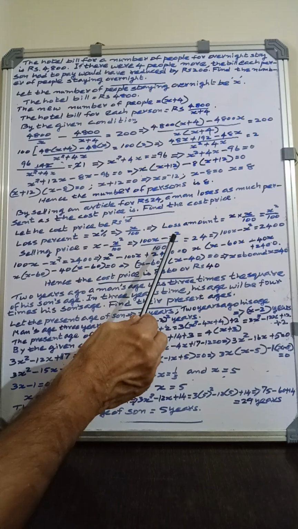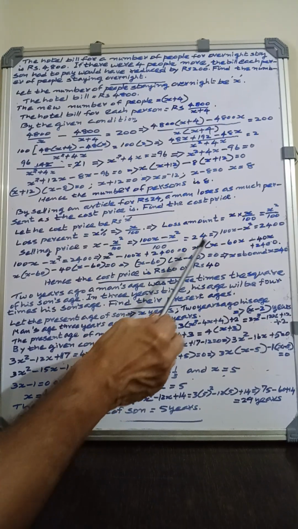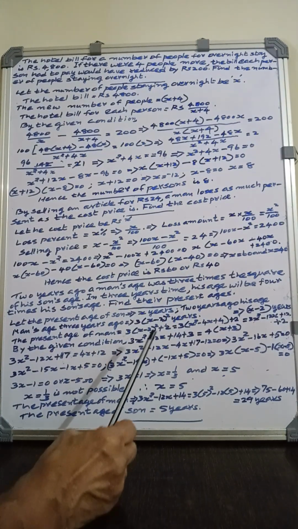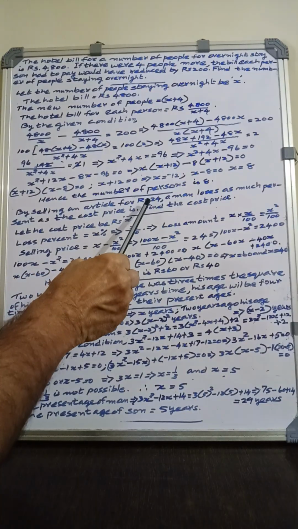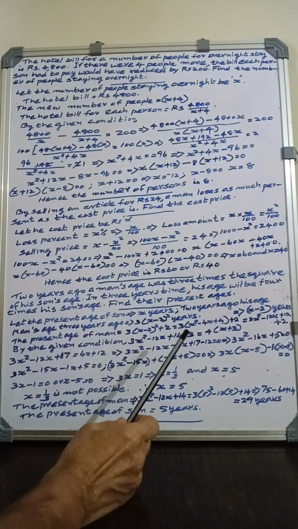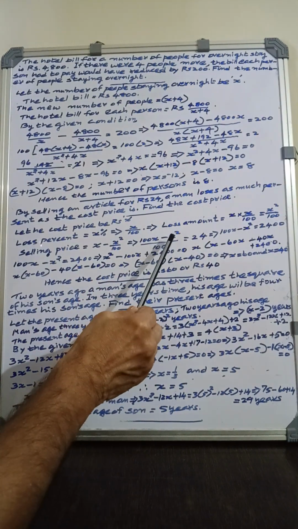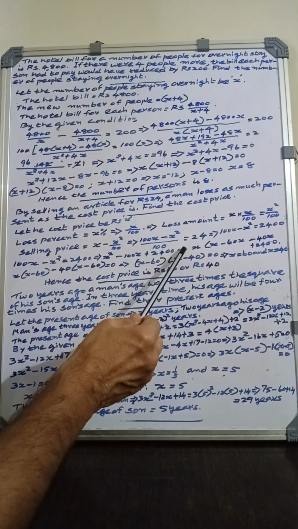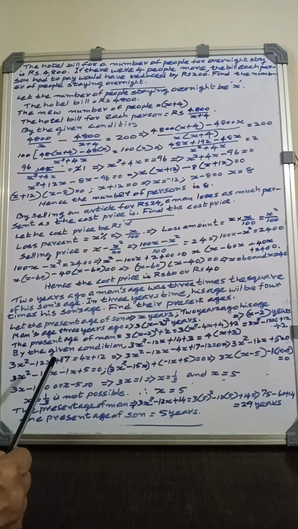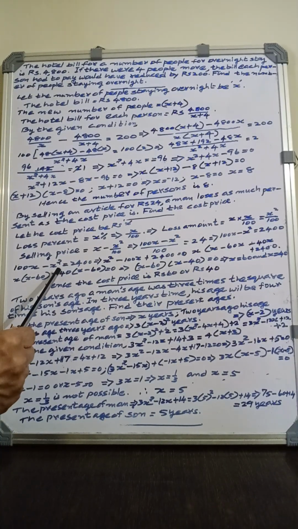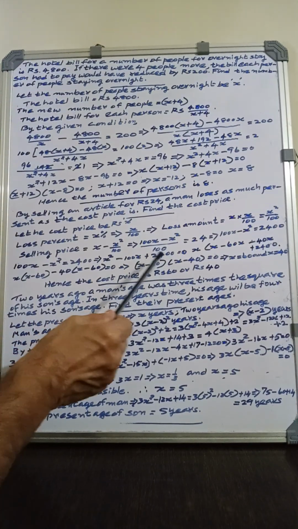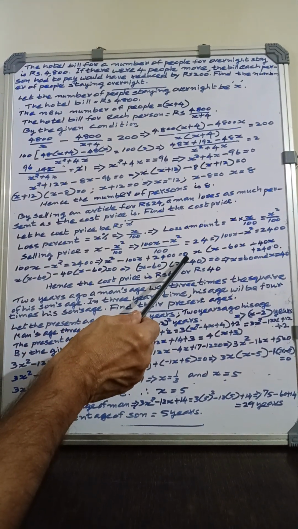Therefore, x minus x squared by 100 equals 24. Here they given the article for 24. Therefore, 100x minus x squared by 100 equals 24. That is 100x minus x squared equals 2400. That means x squared minus 100x plus 2400 equals 0.